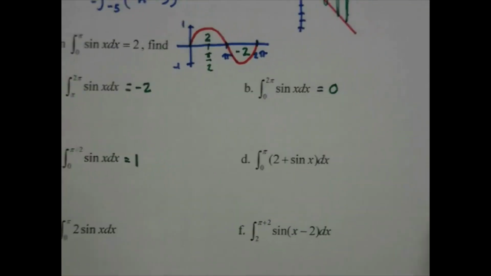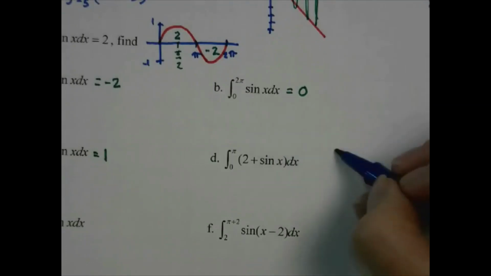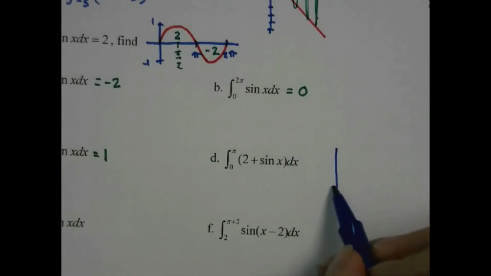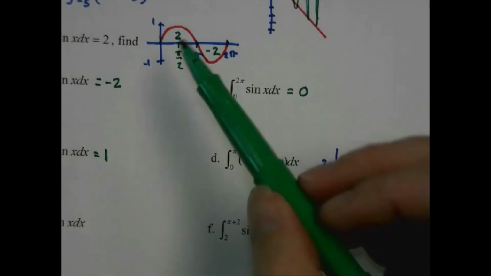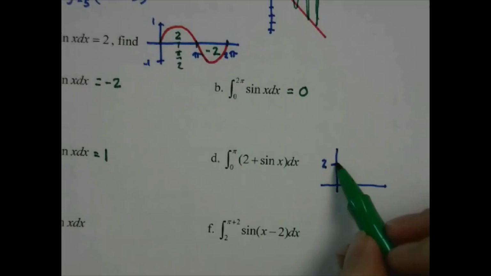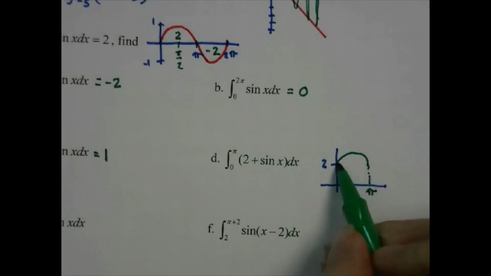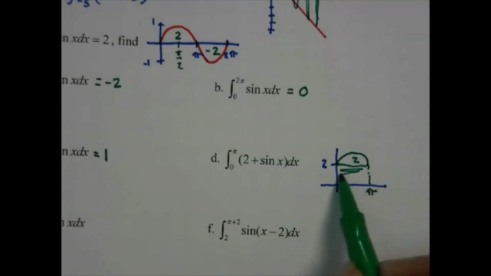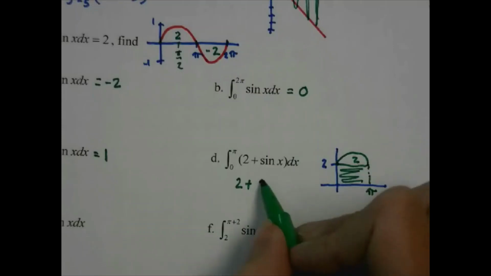For 2 plus sine, we're going from 0 to pi, so what's going to happen here is the bump is going to go from here to here. So this area is going to be 2, but we still need this area as well. So we're going to have the 2 plus the area of this rectangle, which is going to be 2 times pi.